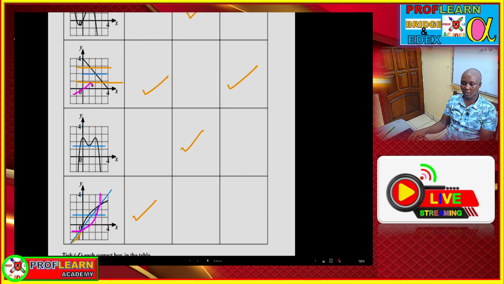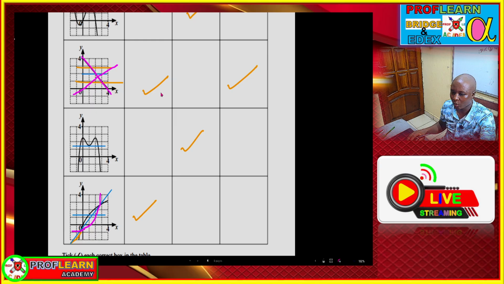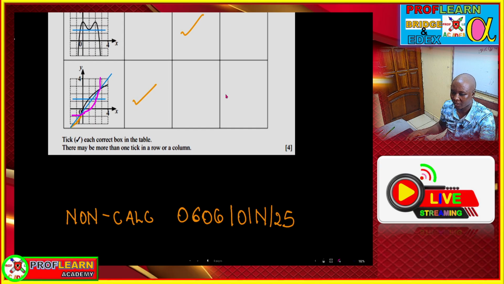But this one here, if you reflect this on the line y equals x, again you are going to have the inverse lying on the same line, because this point will be reflected down here and this point will be reflected at the top. That's why we are saying it has its own inverse. It's one-to-one and its own inverse function.